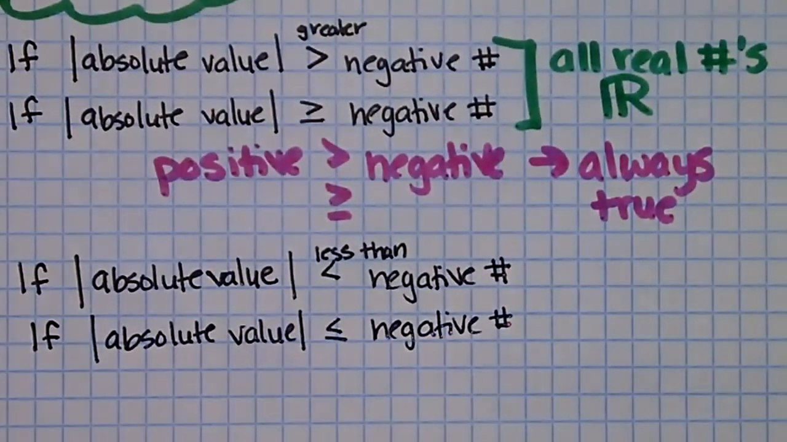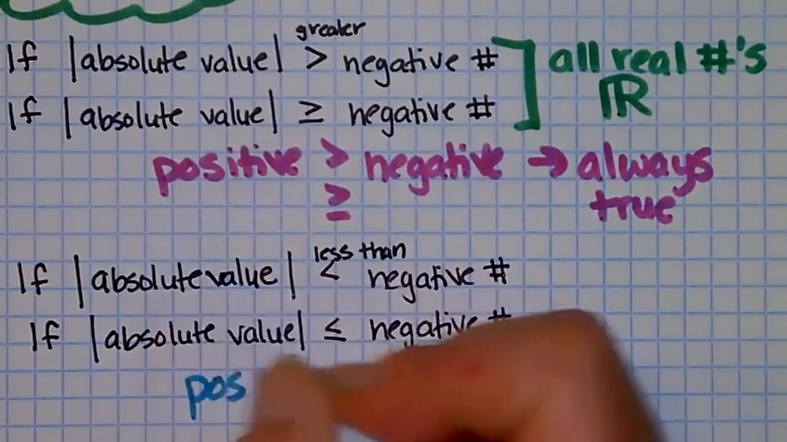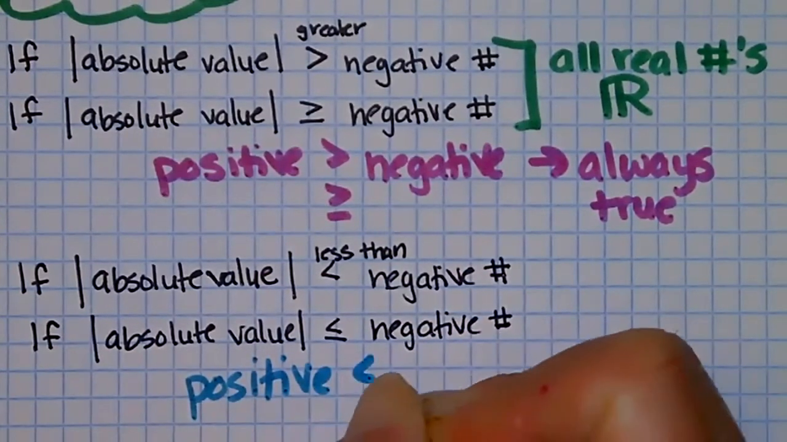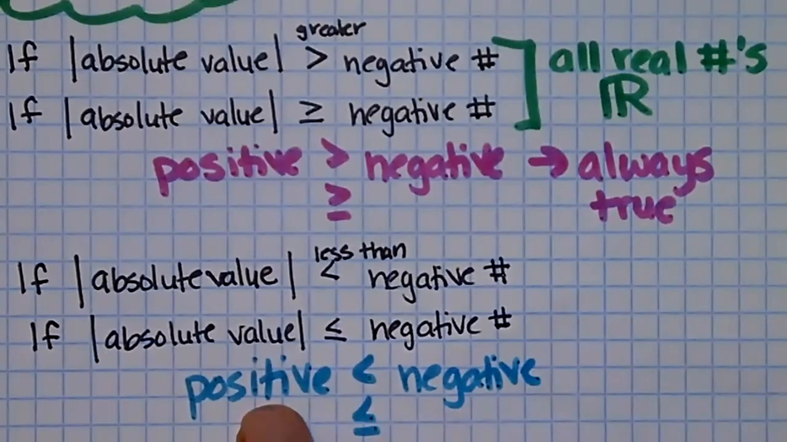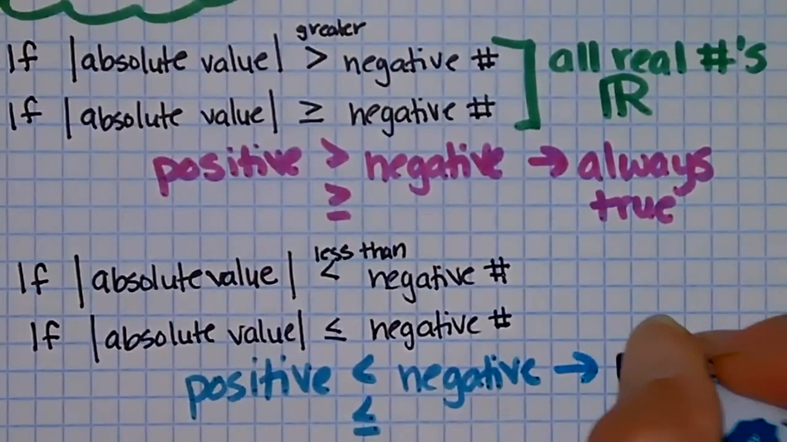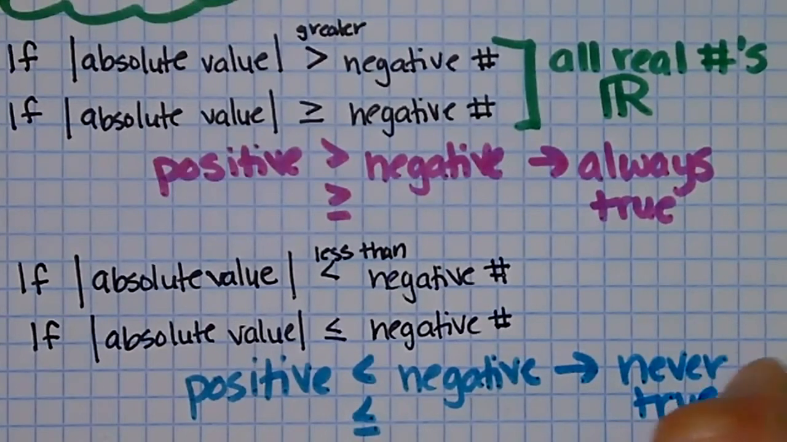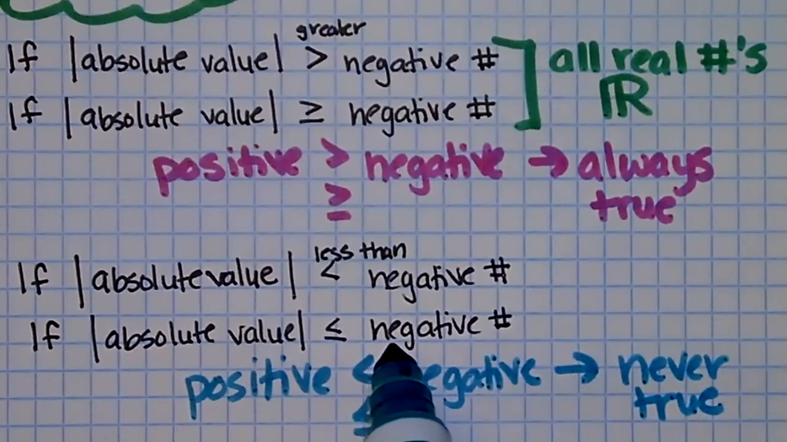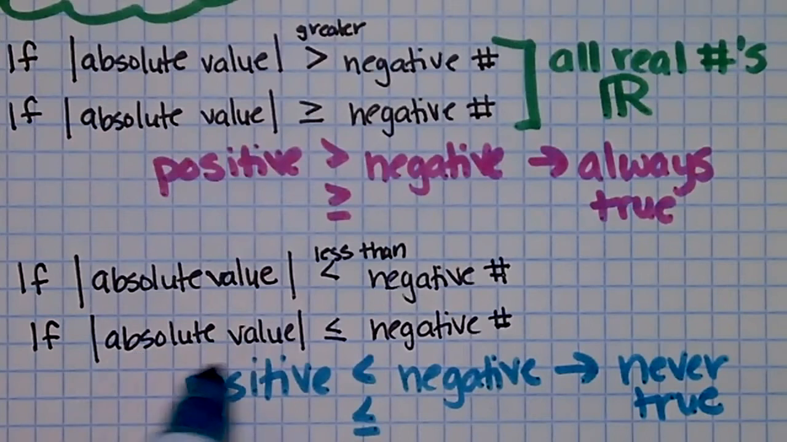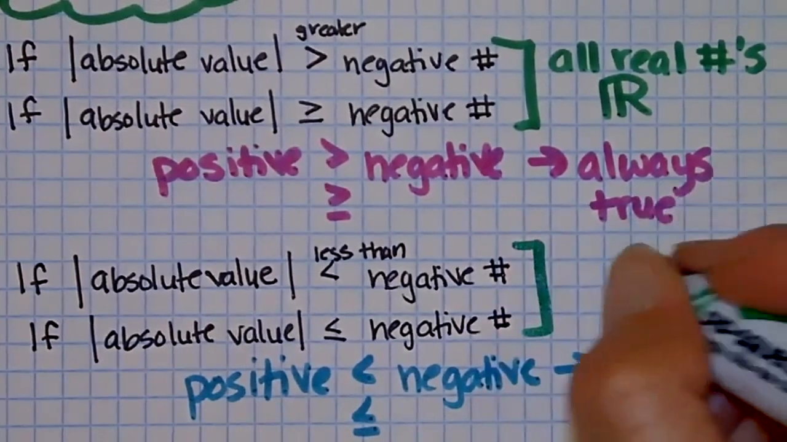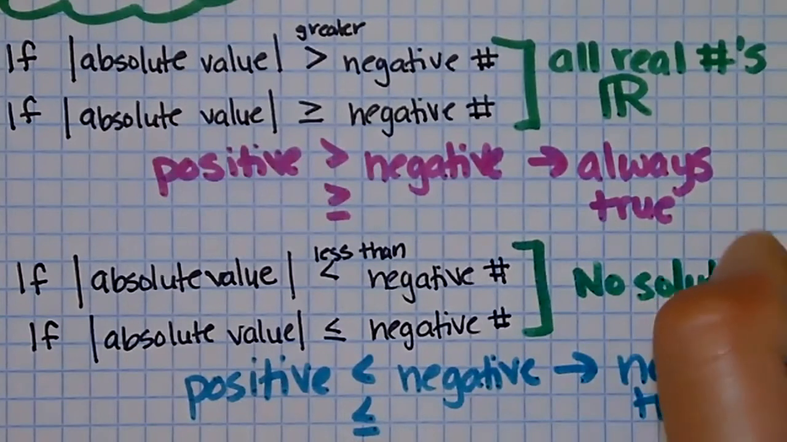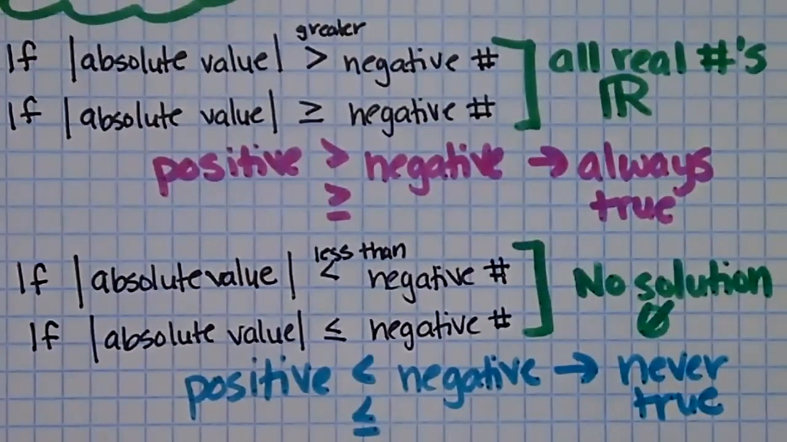Basically, I'm going to have the following situation. Let me do this in a different color. It's going to be saying that we have a positive, because this is always going to be a positive here, is less than or equal to, depending on the situation, a negative. Now, is a positive going to be smaller than a negative? Never true. So if you have a negative on this side and your absolute value is less than a negative, or your absolute value is less than or equal to a negative, your answer is always, always, always going to be no solution. Nothing's going to make that true.